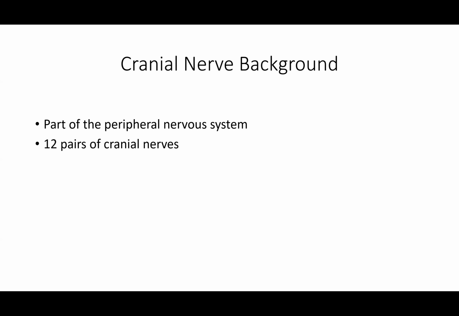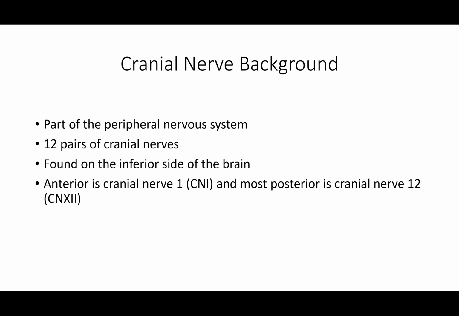There are 12 pairs of cranial nerves, and you can find these on the inferior surface of the brain. The most anterior cranial nerve is cranial nerve number 1, the olfactory nerve. And the most posterior is number 12, the hypoglossal nerve. And so they're numbered in order from anterior to posterior.